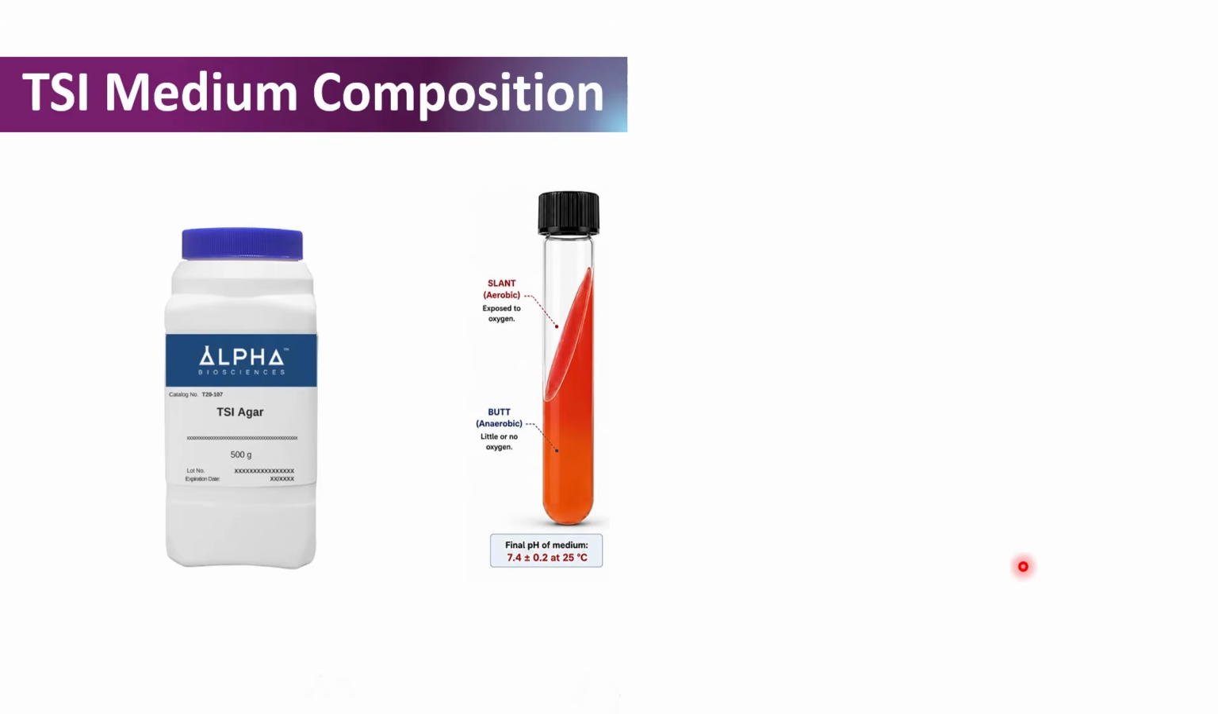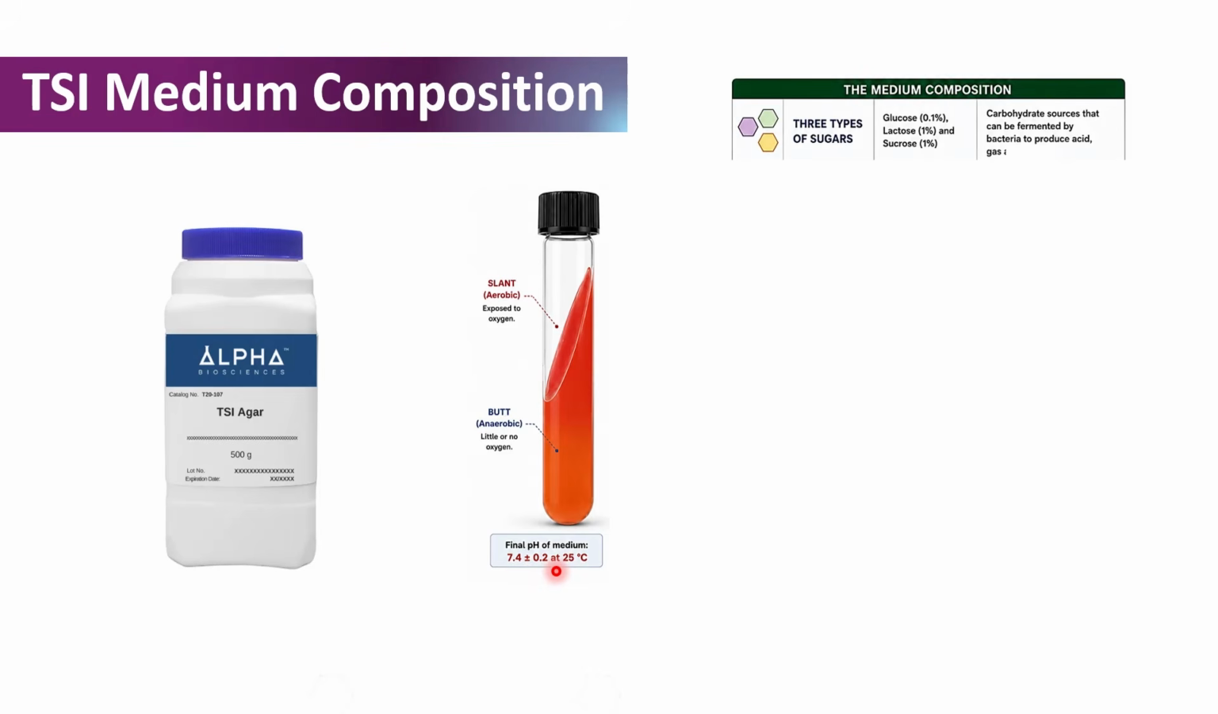Let us look at the medium composition of our TSI agar medium. Before we look at that, this is our TSI agar medium in our test tube, and this is the slant which supports aerobic metabolism and is exposed to oxygen, and this is the butt which supports anaerobic metabolism and has little or no oxygen. The final pH of this medium when prepared at 25 degrees Celsius is around 7.4 plus or minus 0.2.